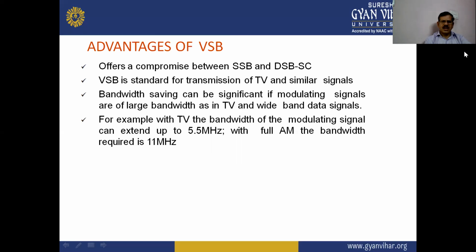The bandwidth saving can be significant if modulating signals are of large bandwidth, as in TV and wideband data signals. For example, with TV, the bandwidth of the modulating signal can extend up to 5.5 megahertz from 4.5 megahertz. With full AM, the bandwidth required is 11 megahertz in TV systems.